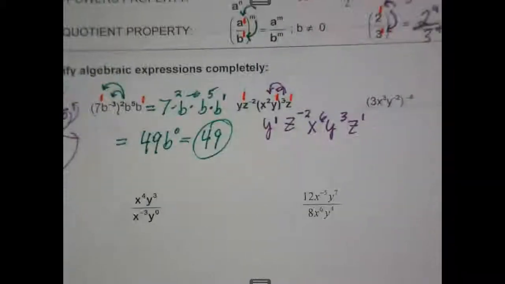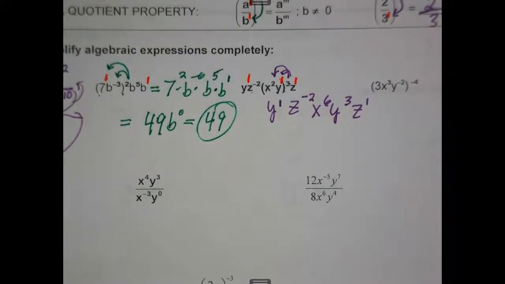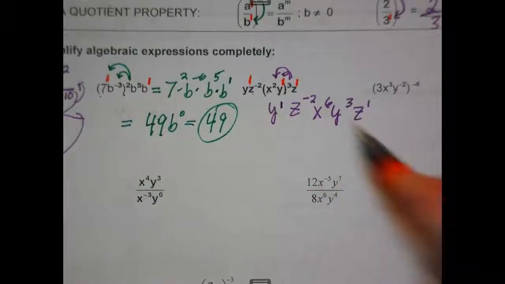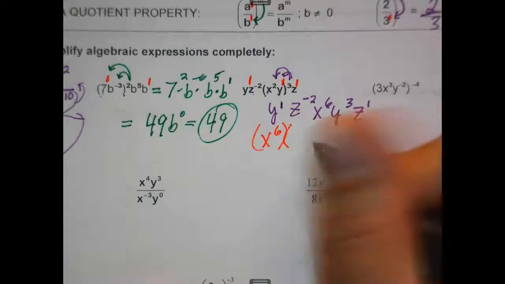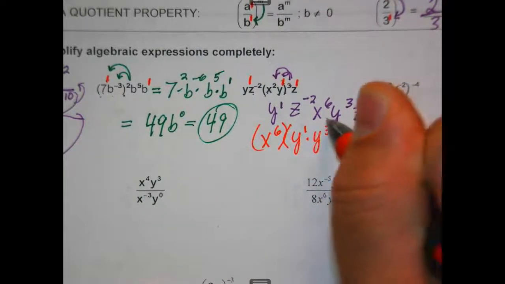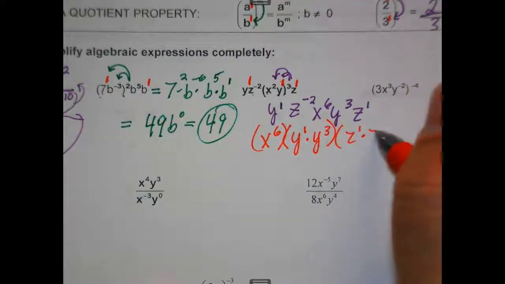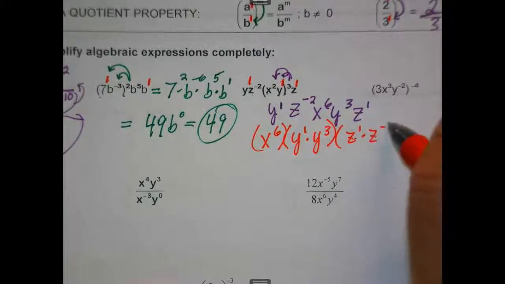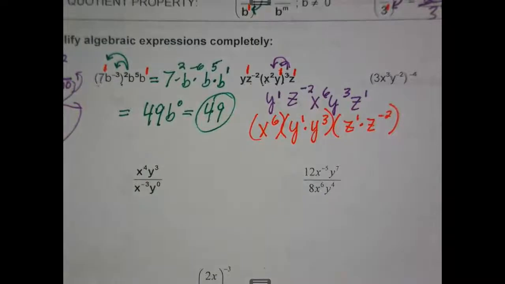Now, back in Algebra 1, they may have taught you to go ahead and group your variables together. This helps if you have really long problems. Y to the 1st times y cubed, and z to the 1st times z to the negative 2. It just kind of helps organize things. If you want to do that, by all means, go ahead.